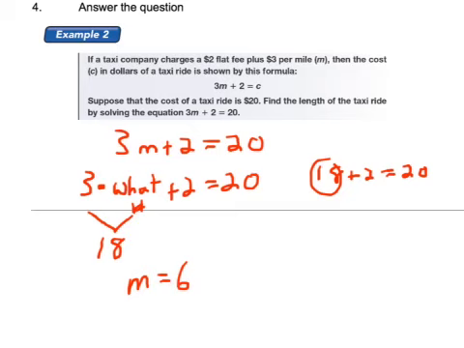Now I have to answer the question. Okay? The question's asking me the length of the taxi ride. Well, it told me the length was in miles, so I need to make sure I put 6 miles.